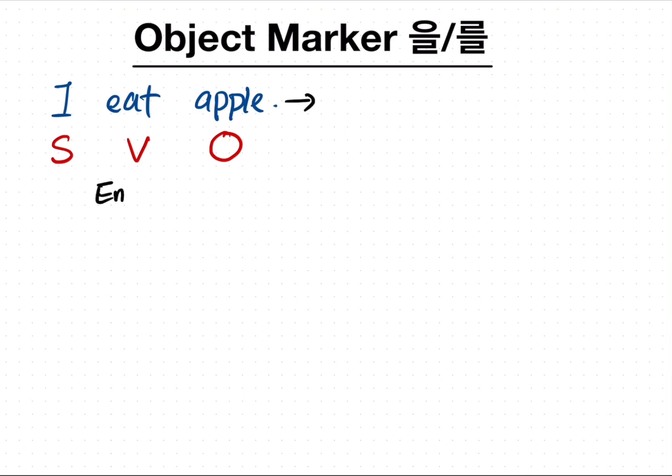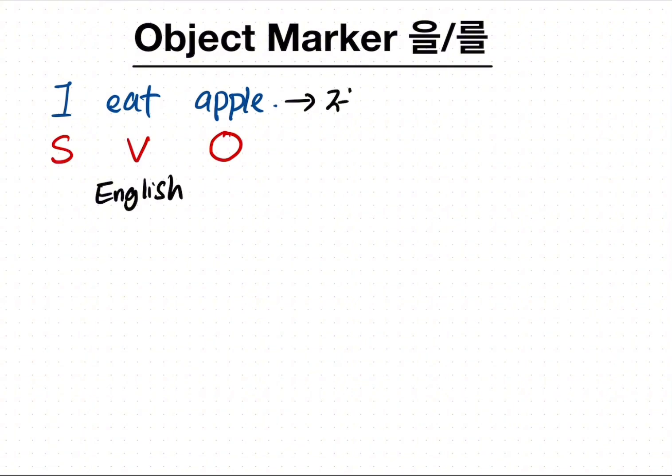Today we will learn about the object marker 을 or 를 and also the sentence structure in Korean language. Okay, in English I say I eat apple. Right? So you can see here in English our sentence structure is subject, verb, object. Okay, SVO. But then in Korean language, in the same way, so this is English. Okay, how about in Korean?